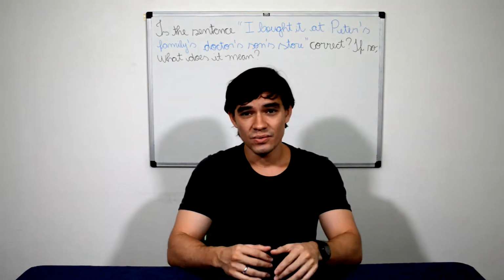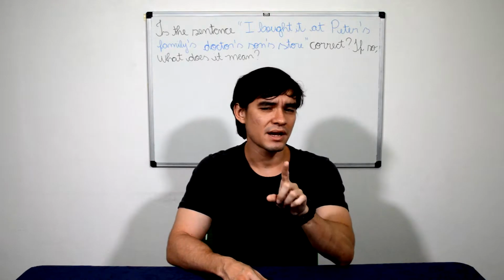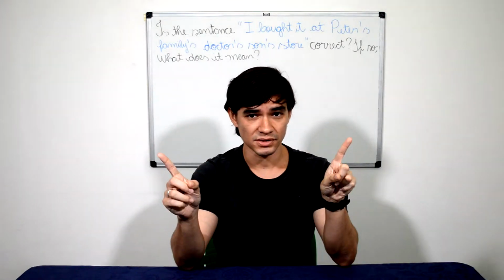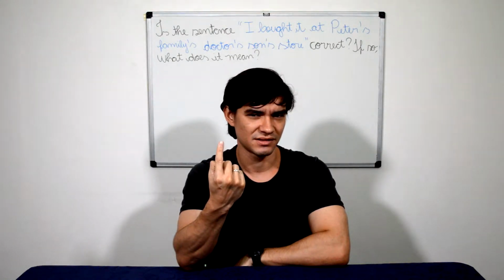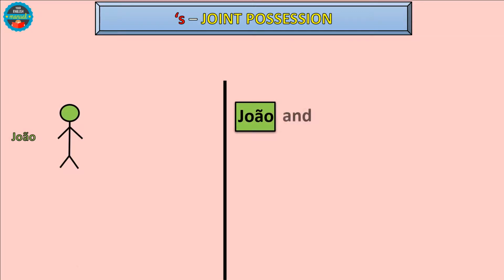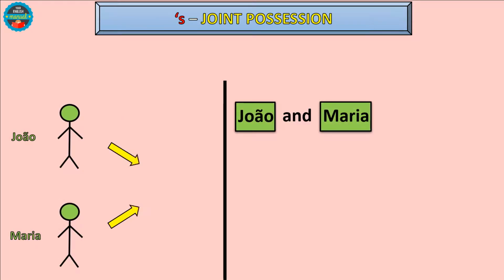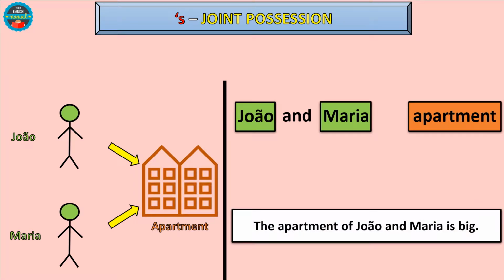Okay. We know we add the apostrophe S to the owner of something. But what happens when more than one person owns one thing? Who receives the apostrophe S? For example, let's imagine that João and Maria decided to buy an apartment together. If I want to say the apartment of João and Maria is big, should I add the apostrophe S to João or to Maria? Well, it's quite simple actually.